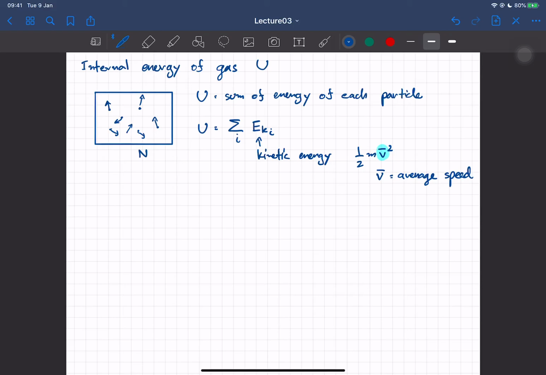So we're going to replace the fact that some particles move slower and some move faster by just a single average speed, which is V bar. That means I can write U. Since every EK is replaced by this, which is the same for every particle, I can just write U equal to N, the number of particles, times 1/2 m V bar squared. Something like this.